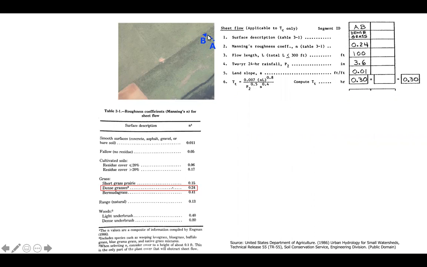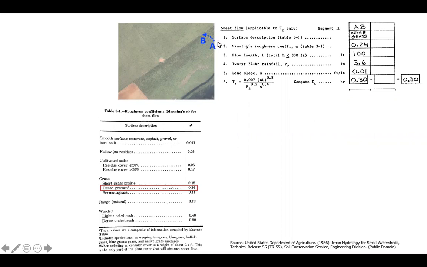The next thing we want to look at is the length of flow. So let's suppose that the distance between point A and point B is 100 feet. The next step is to find the 2-year 24-hour rainfall quantity in inches, which we can look up from the same source as the IDF curve charts, that website from NOAA. And we can find that the rainfall is 3.6 inches, so let's suppose for this particular region.